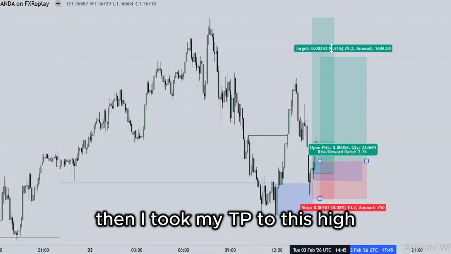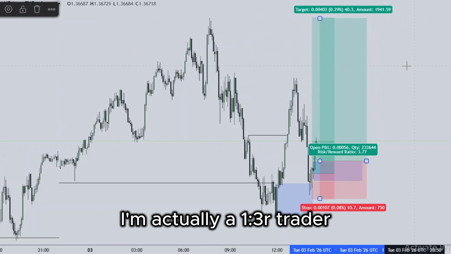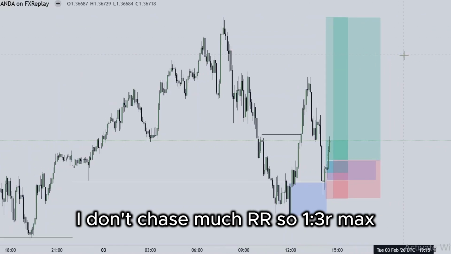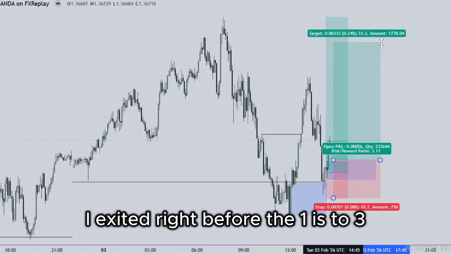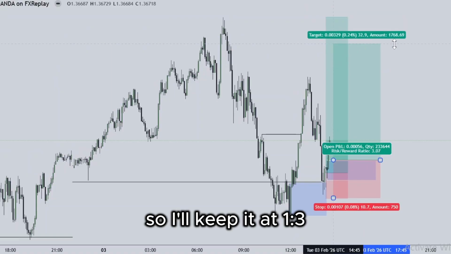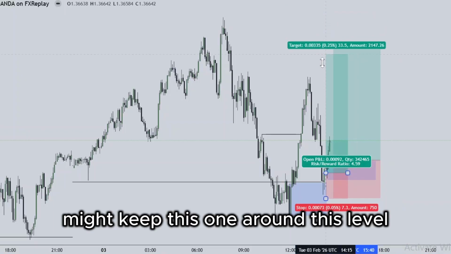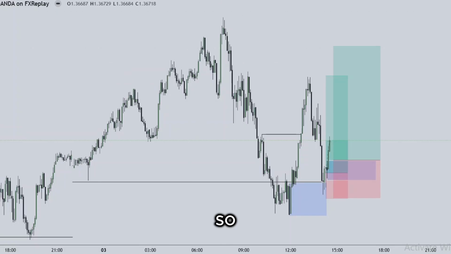Then I took my TP to this high. I'm actually a 1:3 R trader. I don't chase much R, so 1:3 R max. So this was my TP, 1:3.77. But if you watch, I exited right before the 1:3. So I'll keep it at 1:3. I might keep this around this level. So let's see.